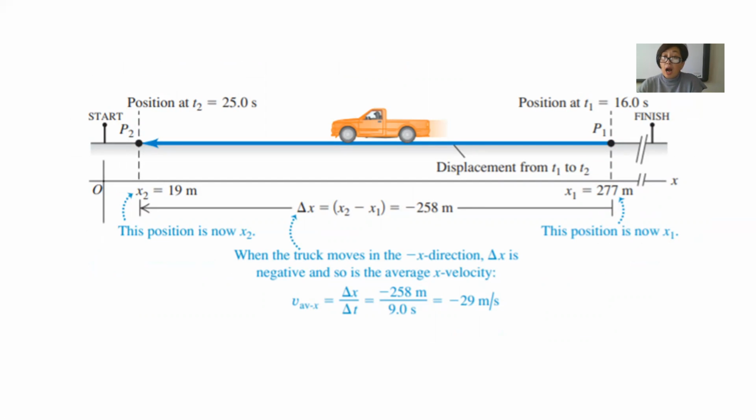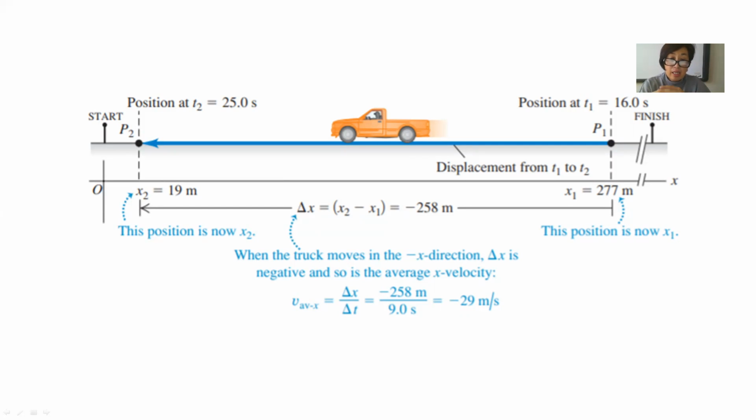Maybe a car moves from the first position, x1 equal 277 meters, and moves to the left, and the final position, the second coordinate, is 19 meters, and the second time equal 25 seconds. But we should calculate the average velocity.